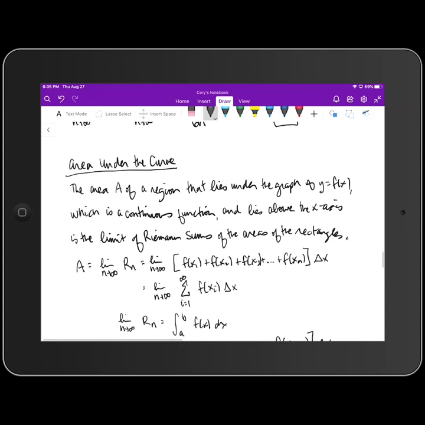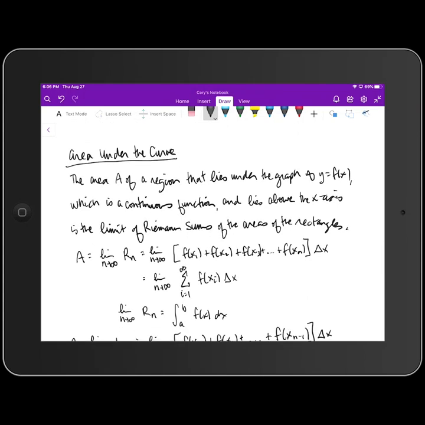Okay, so if we want to calculate the area under a curve, the area A of a region that lies under the graph of y equals f of x, where f of x is a continuous function and lies above the x-axis, is the limit of Riemann sums of the areas of the rectangles.